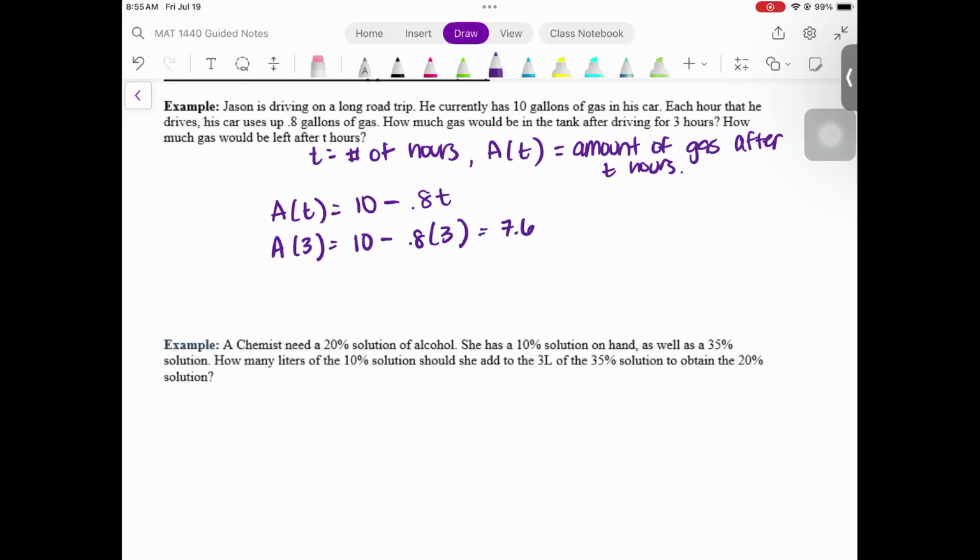This is 7.6. And with any application, it's highly encouraged that you interpret your answer to make sure that it's reasonable. I find that this is where we often identify we've made a mistake somewhere. So what this tells me is that after 3 hours, Jason's going to have 7.6 gallons of gas remaining.